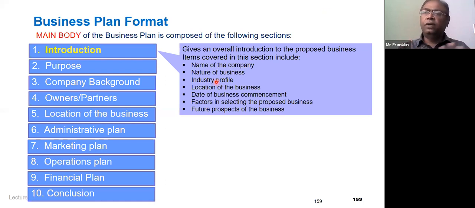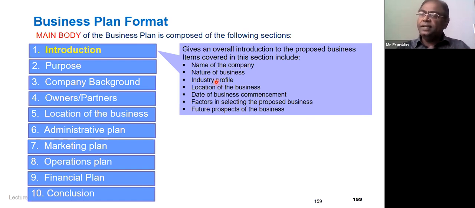The introduction gives you an introduction of the company: the name of the company, what type of business you are in, and the profile of the industry. For example, if you're in the cake industry, what is the profile? How many people eat cakes? What is the market? How is it growing? These kinds of things are what you need to cover in the introduction.